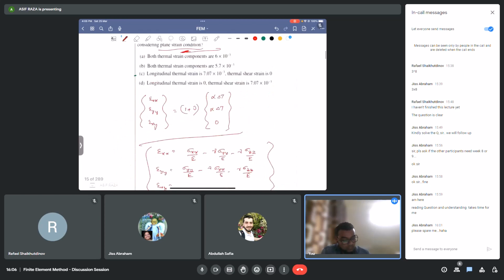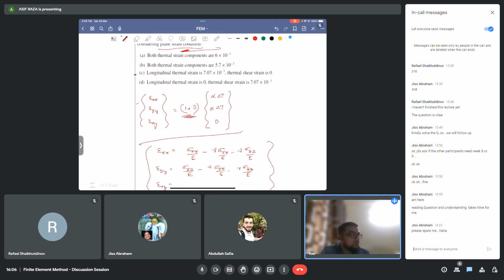So consequently, epsilon xx and epsilon yy, which you are writing here, the Poisson effect does come into play. I asked about the Poisson effect. Initially, I thought that we need to use the Poisson effect for finding epsilon yy from thermal expansion. But I remembered from structural mechanics that there's no Poisson effect in thermal expansion. We just add deformation to all components all the time. Yes.